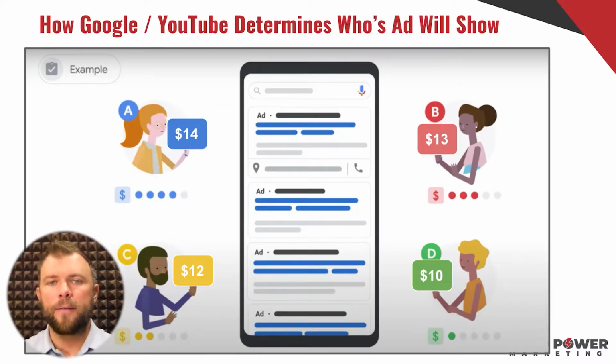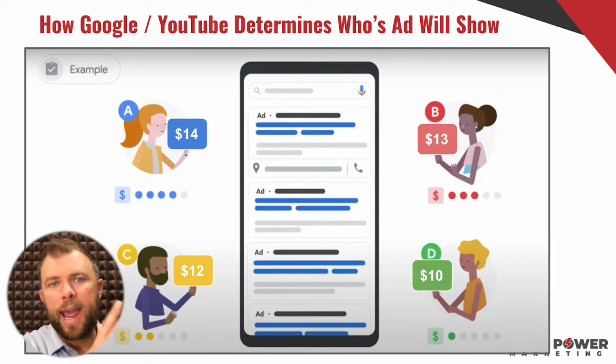So the first thing to be aware of is Google's auction system, right? A lot of people ask, well, how do Google or YouTube determine who can advertise? Or whose ad will you show? Because if you think about it, there's a lot of people advertising on YouTube. How does that work? So in this diagram right here, we got 4 different people.